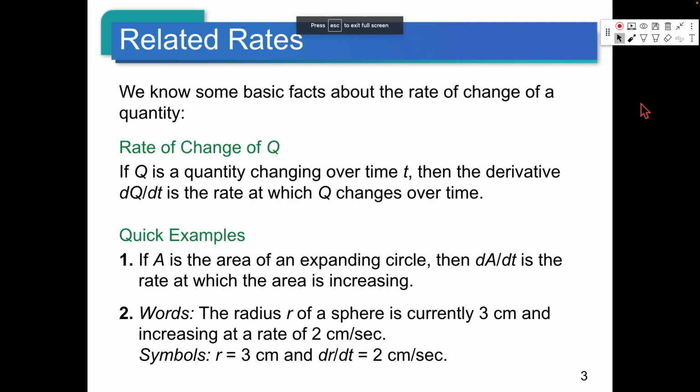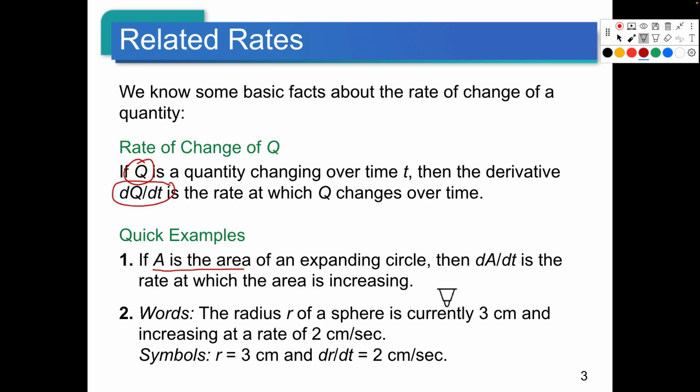So this is basically saying what I did. We'll have some quantity changing. They call it Q, right? And then as it changes over time, its derivative would be the derivative of Q with respect to time, so dQ/dt. In our examples, area is one of the things. So we've got a circle, and the area of the circle is changing. Its rate of change is its derivative, right? This is where we make the connection that the derivative is the rate of change, the instantaneous rate of change. And so the derivative is dA/dt.